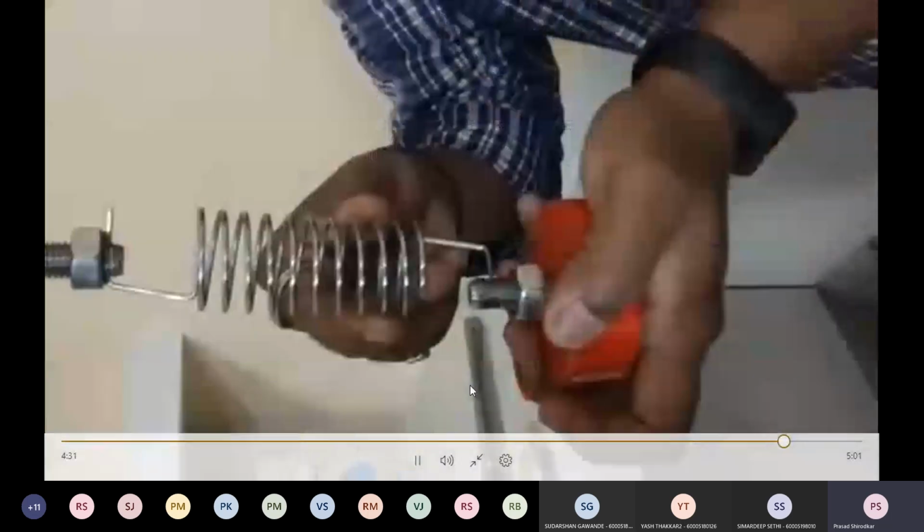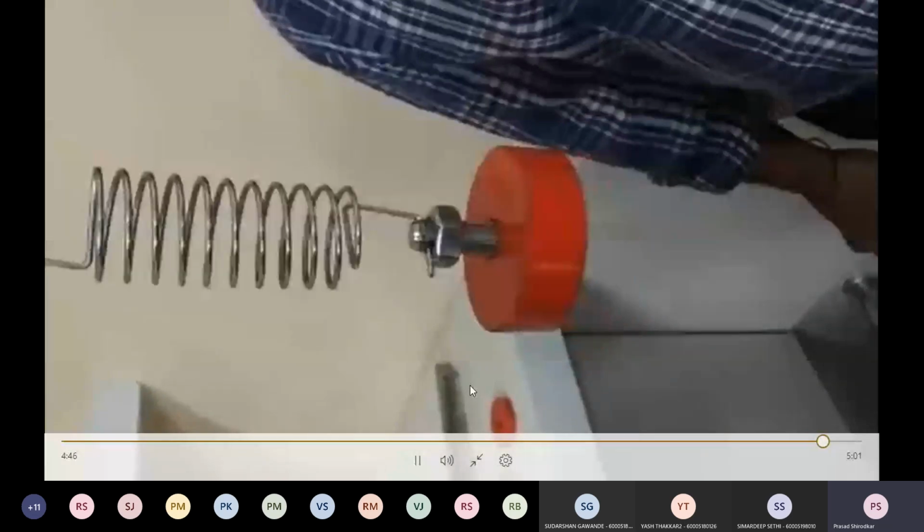Now remove the mass being added, and we'll again repeat the experiment for 0.5 kg. Again give some displacement. This is your third reading. Okay, stop it.